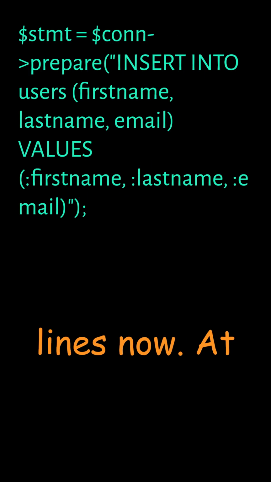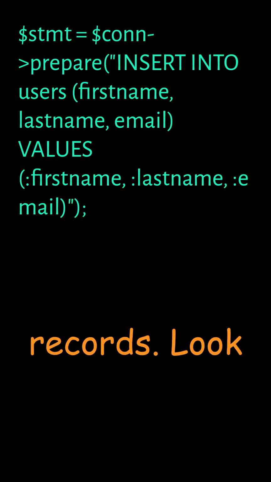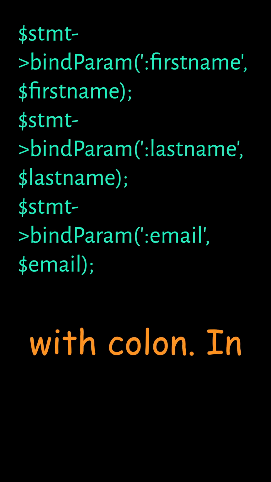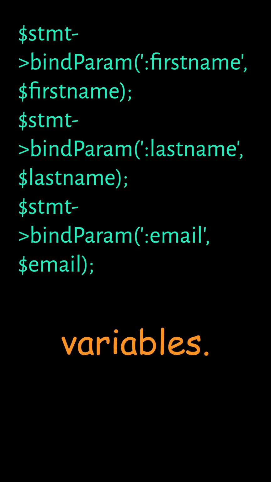See the code lines now. At first line, we are preparing a SQL template for adding new records. Look at the values part. We have used 3 labels with colon. In the next 3 lines, we are binding these labels with variables.